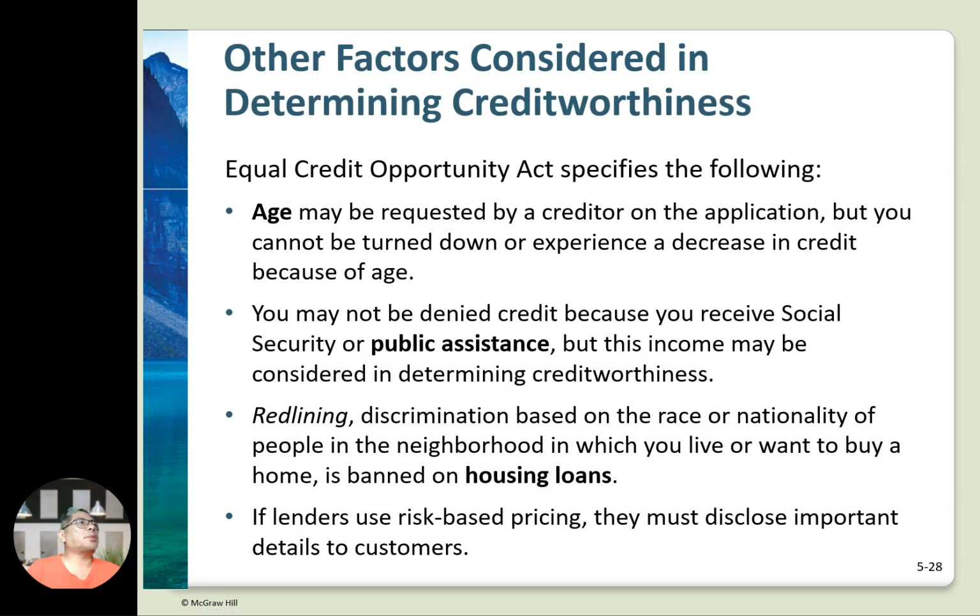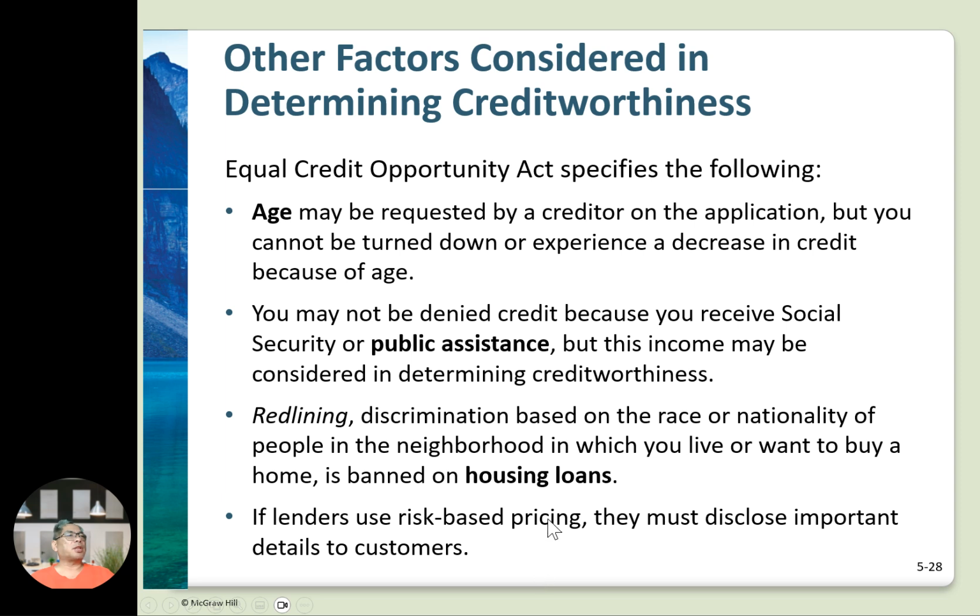The Equal Credit Opportunity Act specifies the following. Age may be requested by a creditor on the application, but you cannot be turned down or experience a decrease in credit because of age. You may also not be denied credit because you receive Social Security or public assistance, but this income may be considered in determining creditworthiness. Okay? Redlining is discrimination based on the race or nationality of people in the neighborhood in which you live or want to buy a home, and it is banned on housing loans.